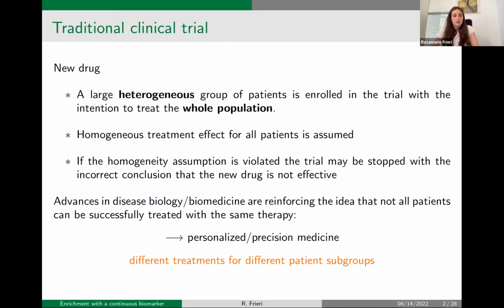Thanks to the recent advances in disease biology and biomedicine, the idea is reinforced that not all patients can be successfully treated with the same therapy. And this is leading to what is called personalized or precision medicine. In a nutshell, it consists in giving different treatments to different patient subgroups.